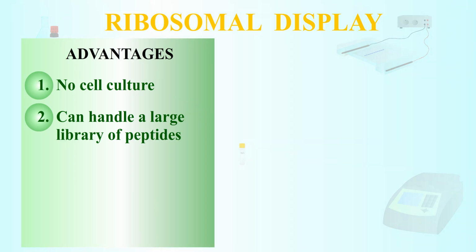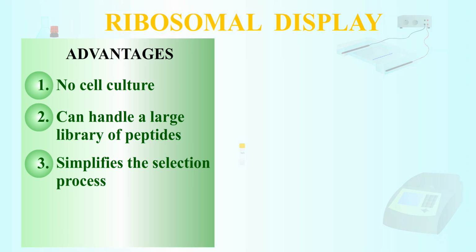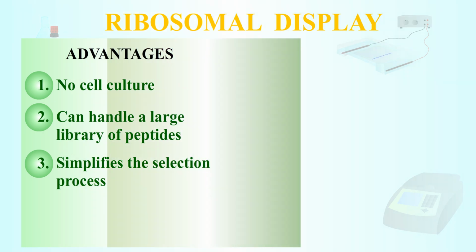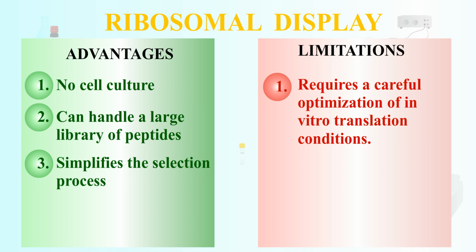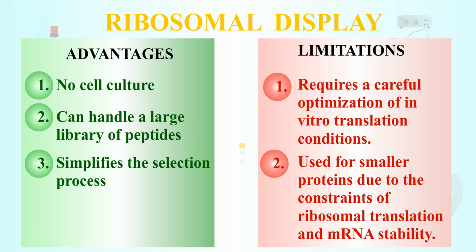The advantages of the ribosomal display are: 1. No cell culture is needed. 2. It can handle a large library of peptides. 3. It provides a direct linkage between the protein and its encoding mRNA, which simplifies the selection process. Limitations are: 1. It requires a careful optimization of in vitro translation conditions. 2. It is used for smaller proteins due to the constraints of ribosomal translation and mRNA stability.